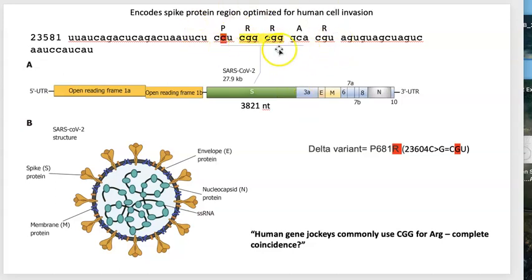Just to show you how important this is, the mutations in the Delta variant actually changed this proline, this CCU, to CGU, and that encodes arginine as well. So now the furin cleavage site for the Delta variant is RRRAR. So the more arginines that are in here, the more polybasic, quote unquote, this region gets, and the more efficient the furin cleavage event is. And so that speaks to the success of the Delta variant by modifying this proline to an arginine and making it even more infectious.